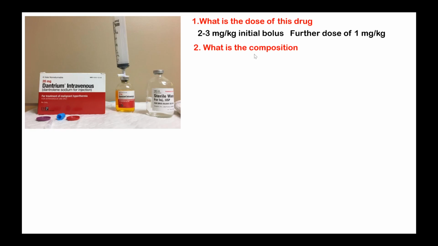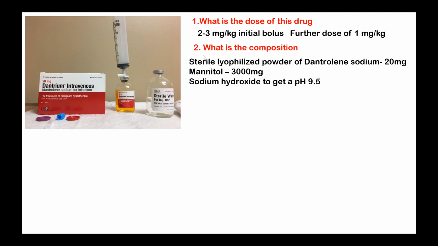First of all, finish the composition, then you go to the mannitol preparation. Mannitol is there. Sodium hydroxide. Sterile lyophilized powder of dantrolene sodium 20 milligram, mannitol 3000 milligram, sodium hydroxide to get a pH of 9.5. That is, it will be alkaline. These are the three components of this drug.